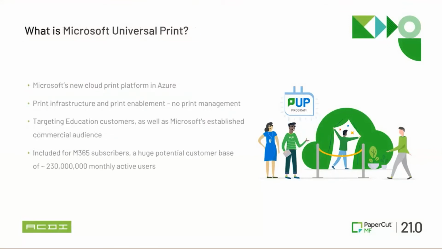So what is Universal Print? Well, it's a new cloud platform that provides print infrastructure and enablement, but no print management. Kind of interesting. Now, Universal Print is actually being targeted by Microsoft at their education customers, so those are the conversations I'm having daily with my sales reps and the partners like you, and also all of Microsoft's established commercial audience. So basically, everybody that has Office 365, Microsoft 365, they're seeing this push in their face, and they're wondering, how can we leverage this? How can we use it? We already have PaperCut. Do I need to disparage the system? Can they talk together? They can talk together. And it looks here they have a pretty large audience, 230 million monthly active users. Wow, that's a big audience there.